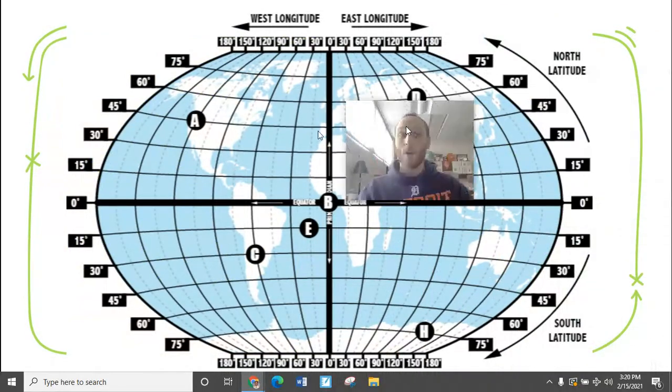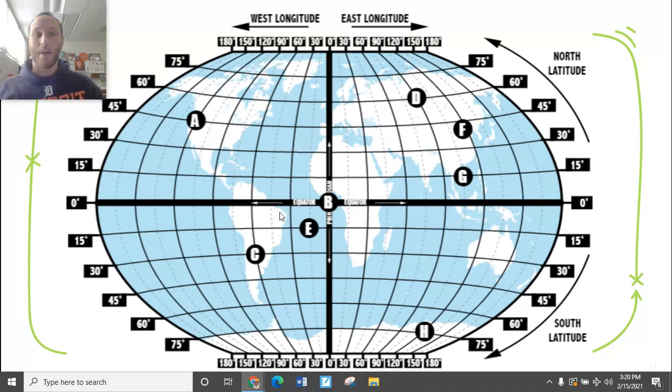All right, guys. Hopefully you followed along okay today. I want to look at this map as our last thing here. Just practice a couple locations on your own. I'm going to do a couple for you. I'm only going to have one question here at the end.